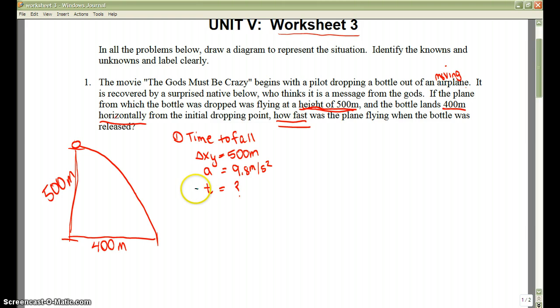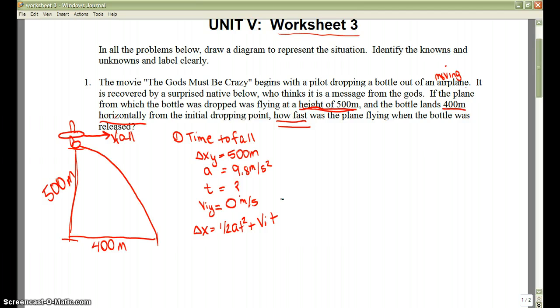We also know our velocity initial in the y direction. As our plane is flying through the air, it's flying flat. That means all of our velocity is in the x direction, so we have nothing left, essentially, for the y. So for our time to fall, we're going to use delta x equals 1/2 a t squared plus v initial times time.